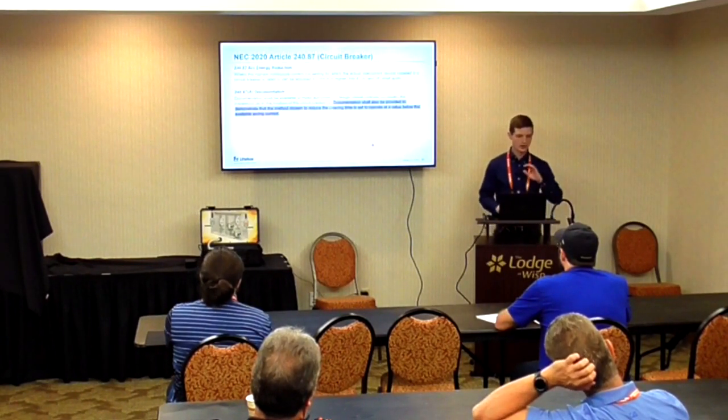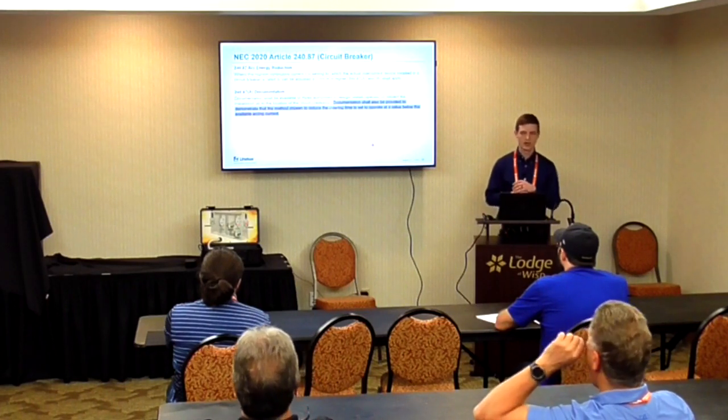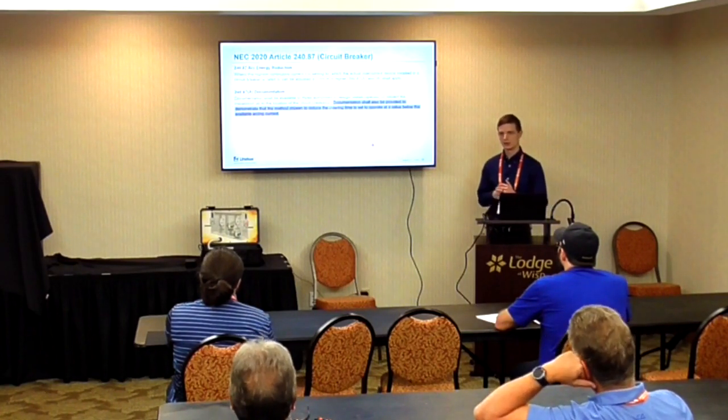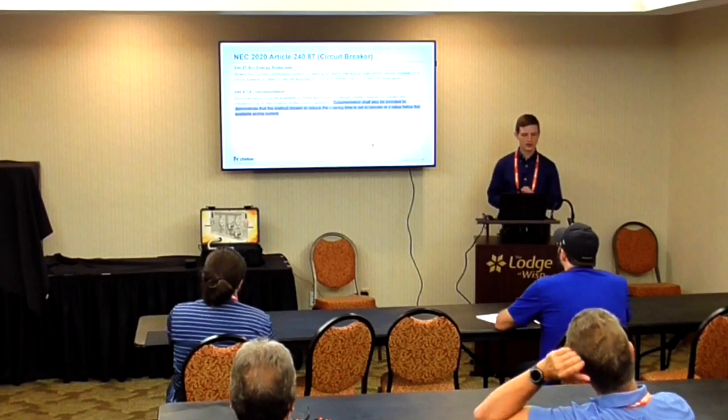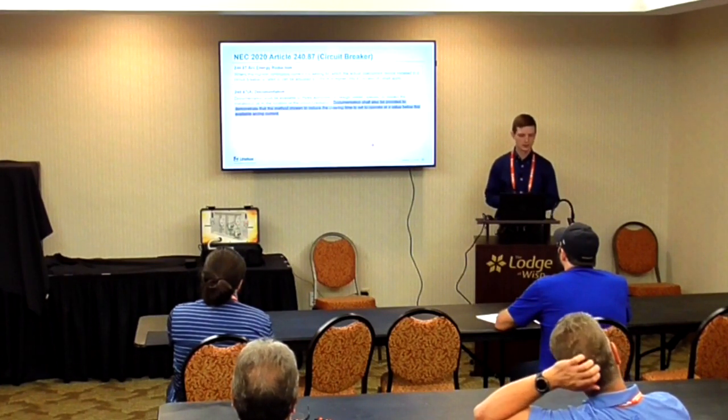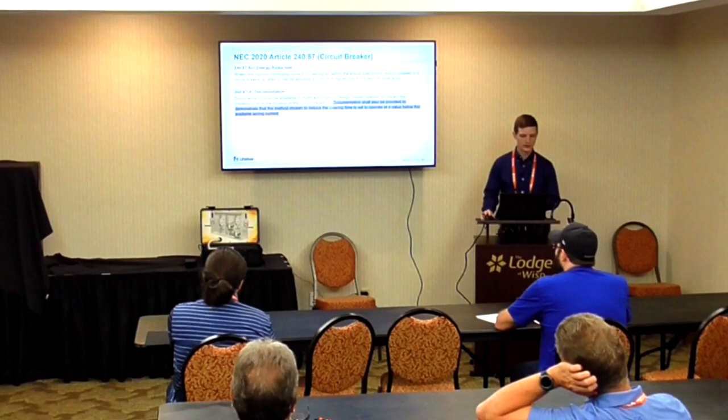Okay, moving right along to the overcurrent protection. One common method is circuit breakers. When you start looking at circuit breakers for arc energy reduction, there are some caveats, most specifically for 1200 amps or higher.